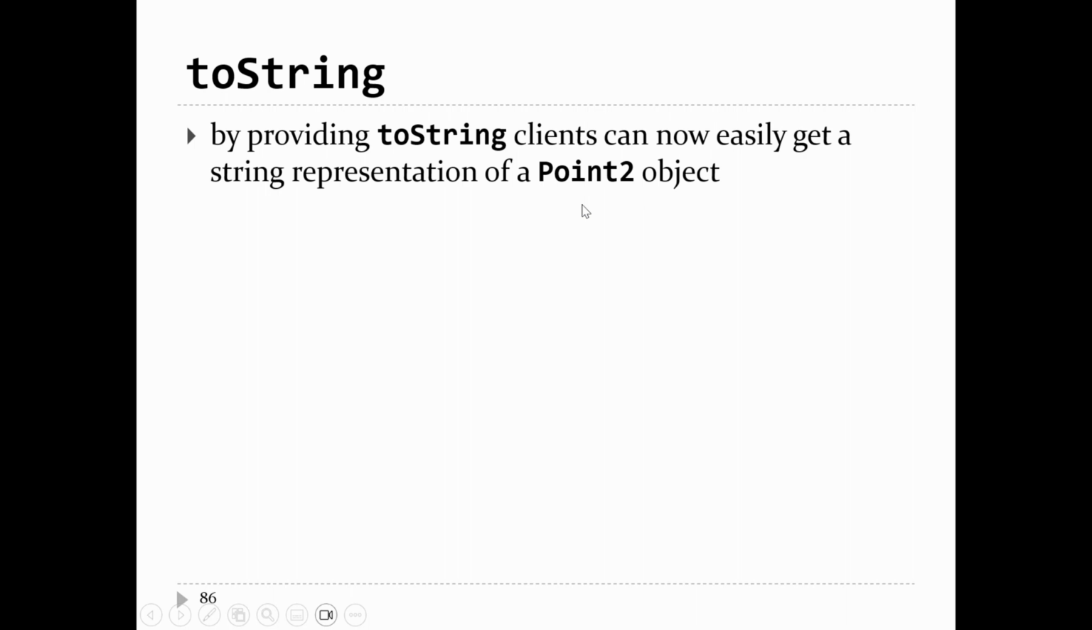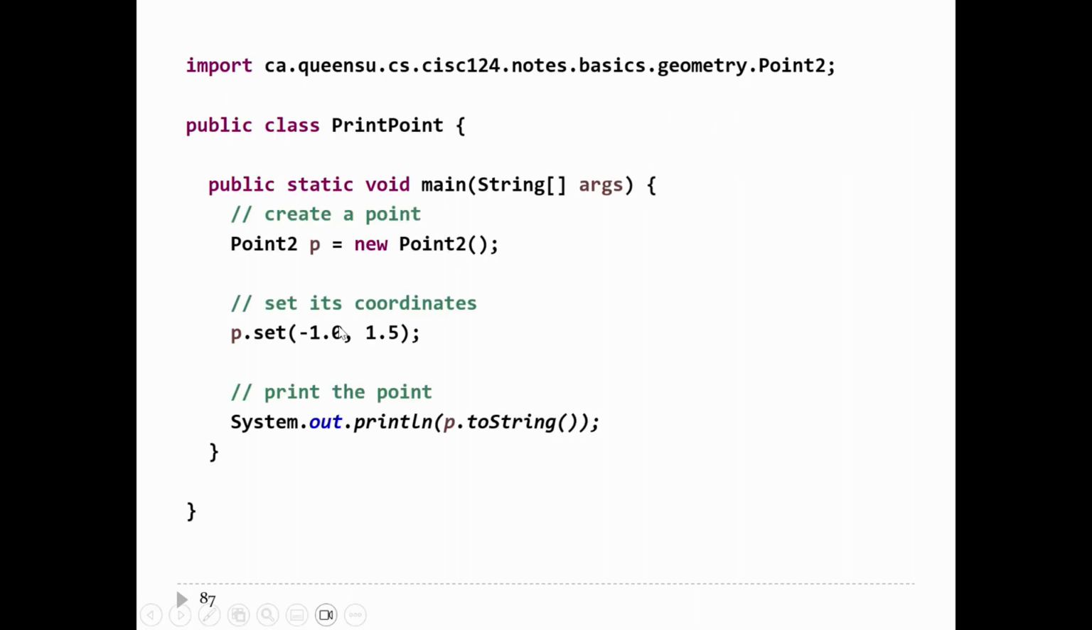So as soon as you have toString, now it's easy to print point objects. There's my point, change the coordinates of the point, print the point. You can put toString here if you want to, or you can leave it off. Everything works just fine.